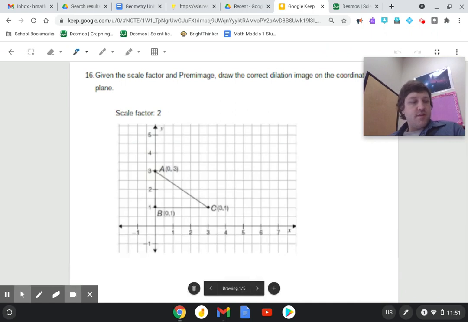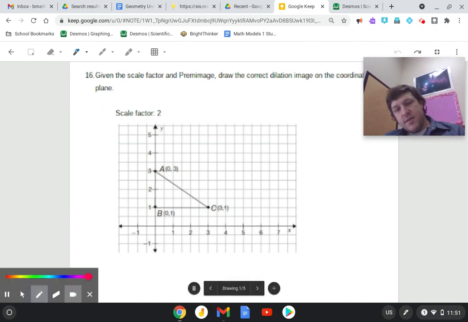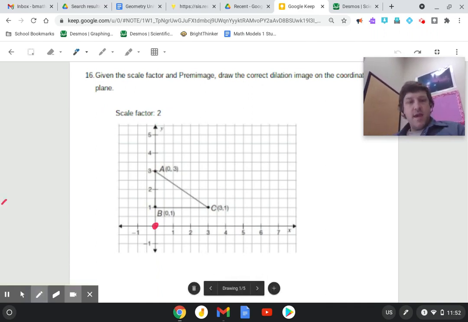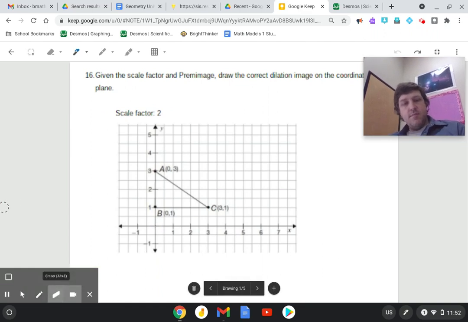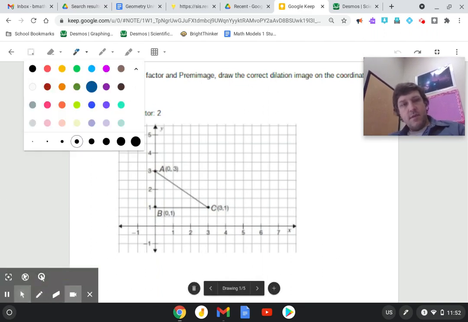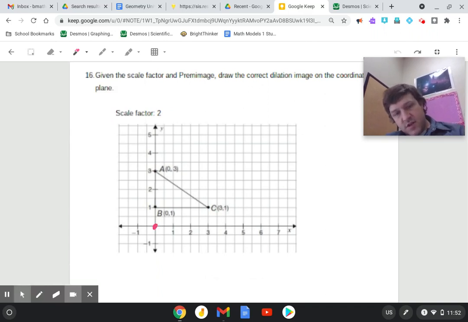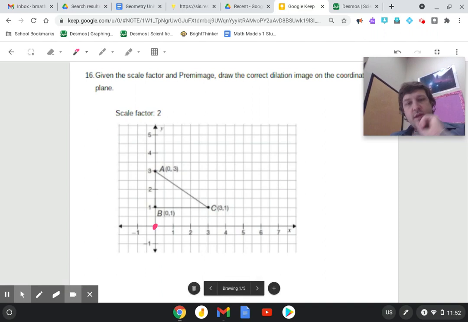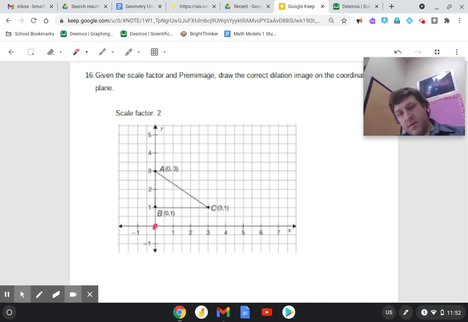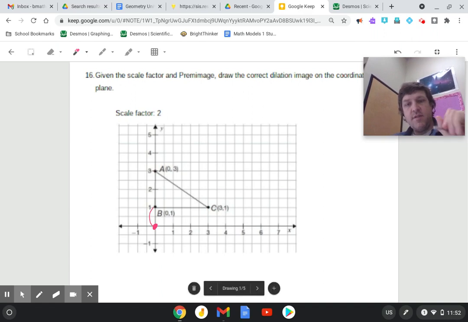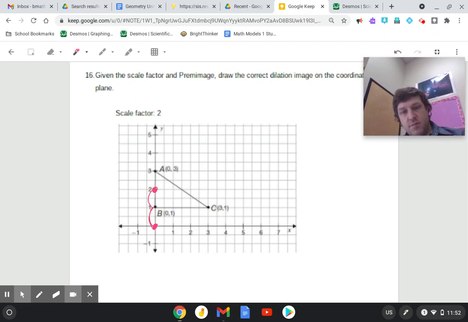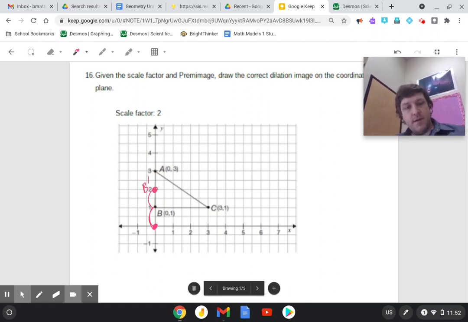They're giving us the pre-image, and they want us to find the post-image, or the image, rather. This gives us a scale factor of 2, which means this figure is going to be multiplied by a factor of 2. It's going to be twice as large. So assume that the center is here, and we are going to be enlarging that figure in relationship to that origin point. So what you need to do is you count how far B is. B is 1 above that point. So the new point B is going to be twice as much, so 2. So the new point B, which we call B prime, is going to go right there.